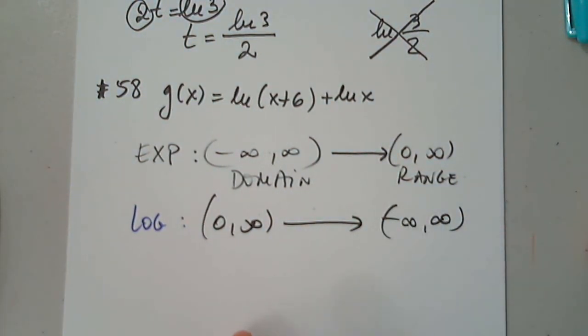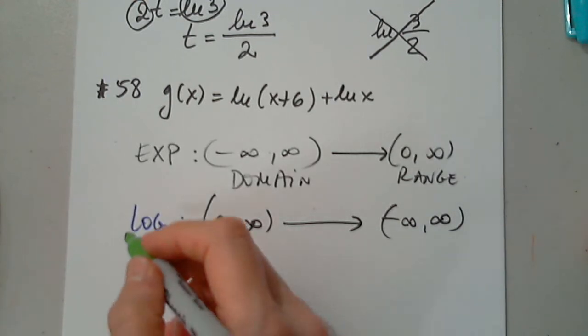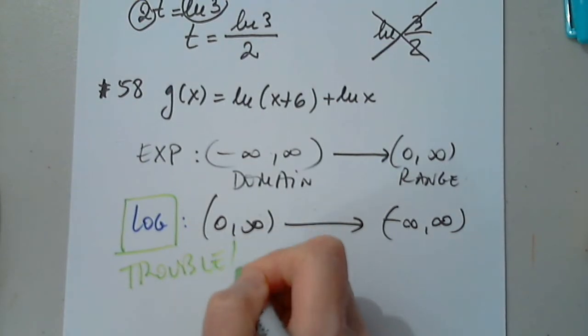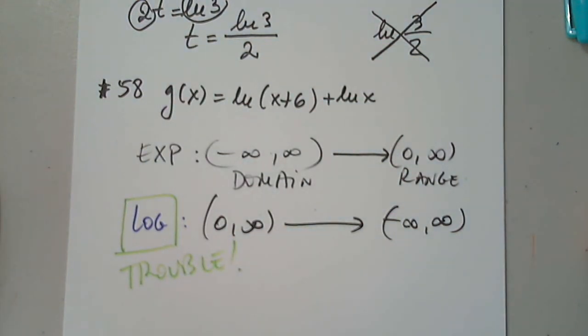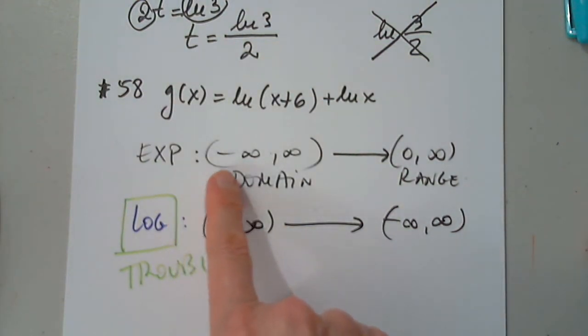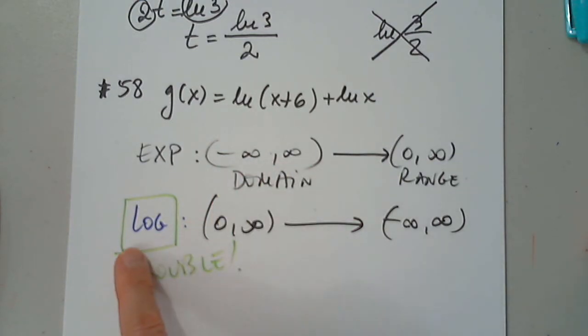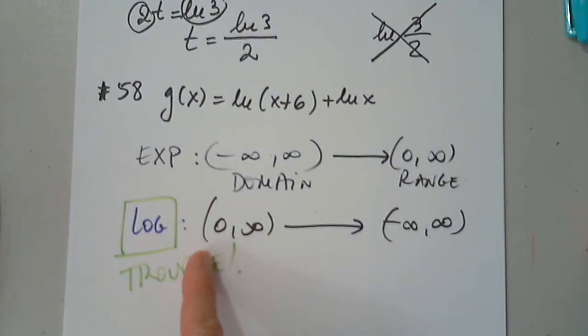What is the point I'm making here? I'm making a point, trouble. That's my point. So the exponential function, I call it friendly. I don't have to worry about it, but I do have to worry about the log. It cannot be applied to 0, and it cannot be applied to negative numbers. So that's the problem here.